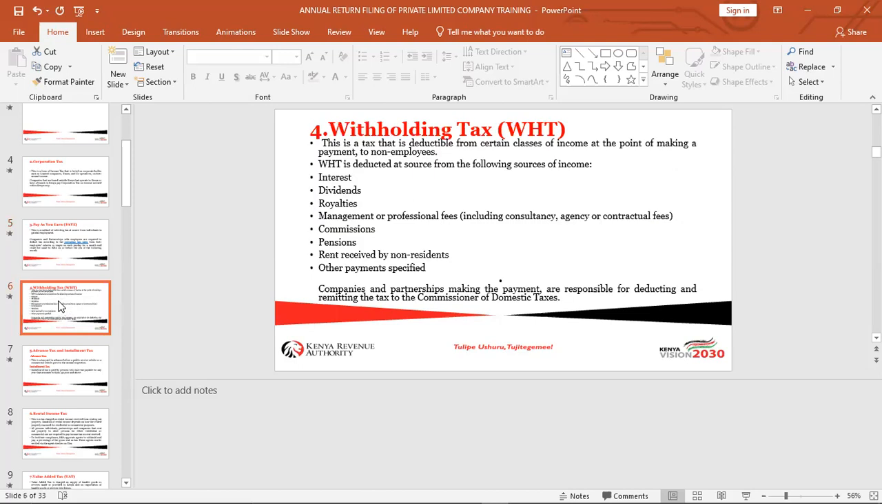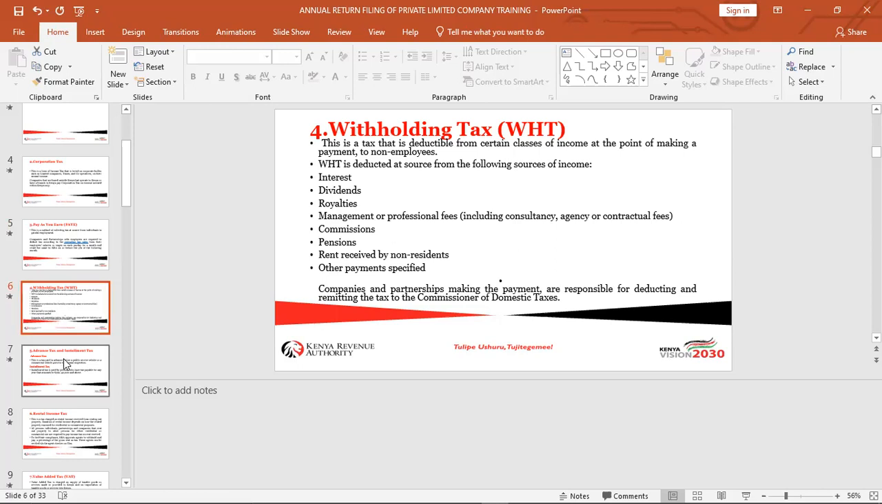Then we have withholding tax. If you remember, we have done withholding tax for consultants' fee. We have not done withholding tax for dividends. We have not done interest, royalties, commissions, pensions, rent received by residents, and other payments specified. So what we have covered is just the management or professional fee, including consultants, agency, and contractual fees. So remember that the others we have not done and we are supposed to cover.